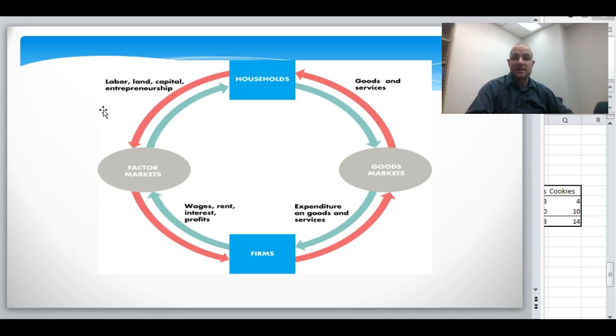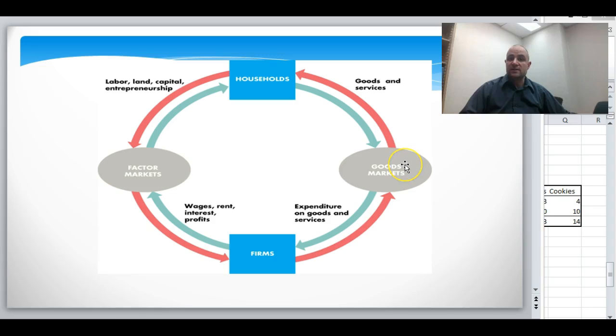It's important to note that firms are just non-person beings. They're just an entity. To get those products, goods, and services out there, they need labor, land, capital, and entrepreneurship, which is owned by the households. So households take it into the factor market to give to the firms in exchange for wages, rent, interest, and profit, which goes back to the households. This light blue line here is going in a circle in the opposite direction of the red one. And this is how people come together to specialize and trade.